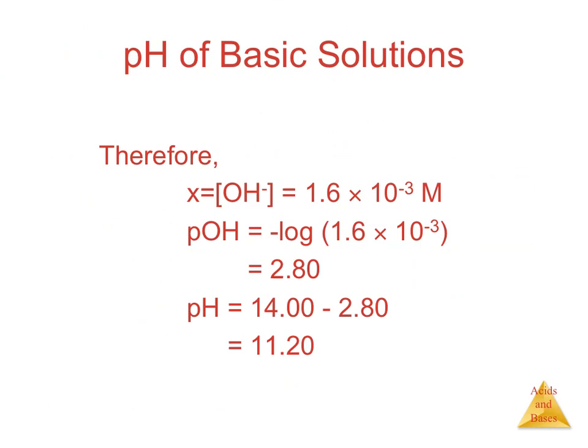So I can calculate the pOH by taking the negative log of that, and that gives me 2.80. If I subtract that number from 14, because remember that the pH plus the pOH has to equal 14, I get 11.20. And this makes sense. 11.20 is basic, and I'm putting a base in solution, so I expect to get a value that's on the basic side.